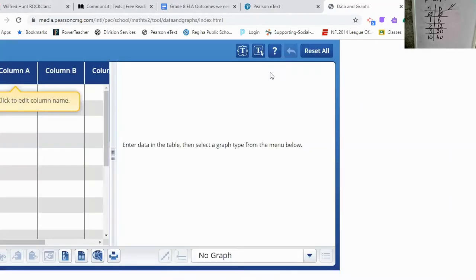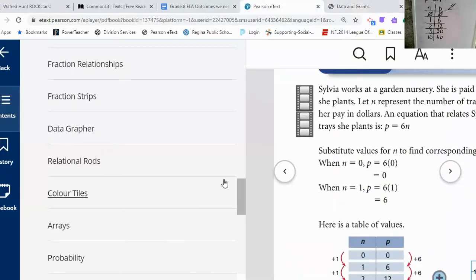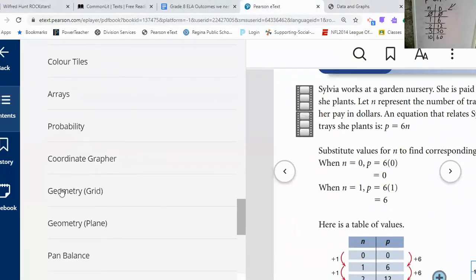Okay. No, that's not the one we want. I apologize. Let's go back to here. I don't want data grapher. I want coordinate grapher. Big difference. You'll see why.